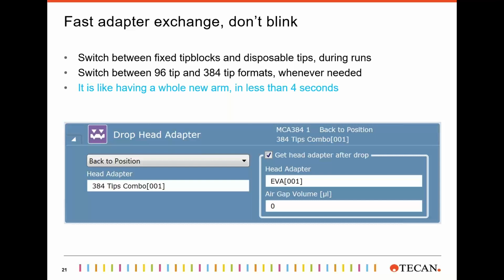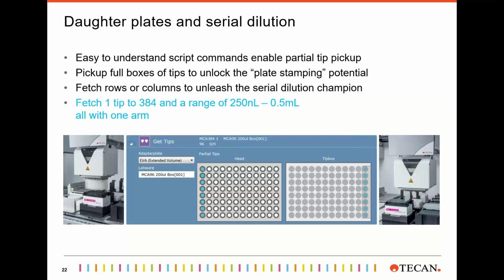Then the MCA, multiple channel arm, you can, during a run, with a very simple command, switch between fixed tip blocks and disposable tips, really in a few seconds, and also switch formats. You can switch between the 384 format and the 96 format just with a single command in the software. And of course, you can use this arm for serial dilutions, plate stamping. You can pick up partial tips, so only rows of a box or only columns of a box. And you can work in a volume range of 250 nanoliters to half a milliliter, all with one arm.